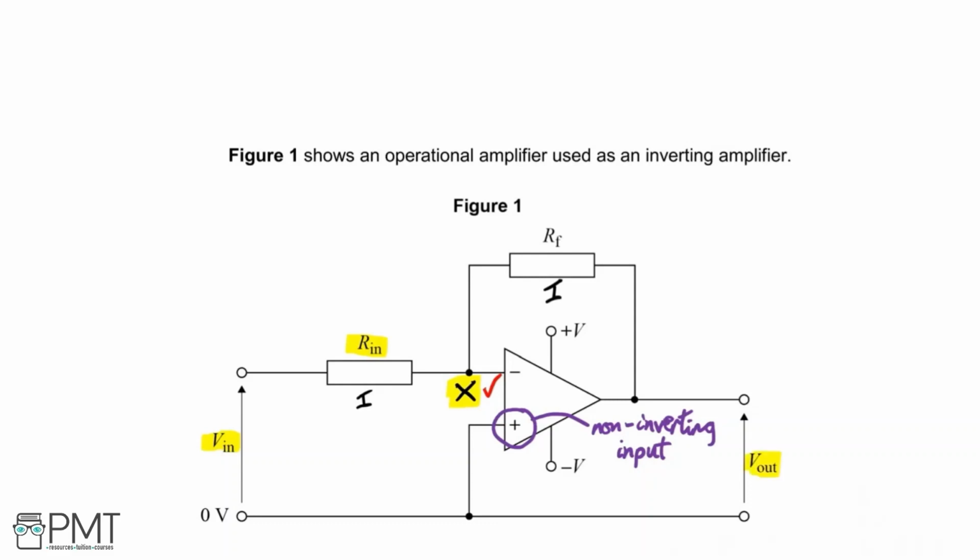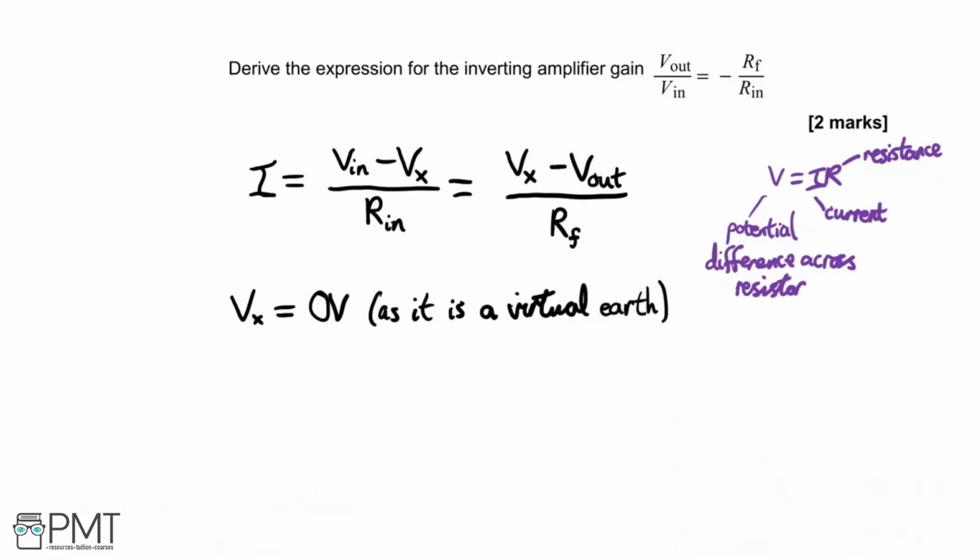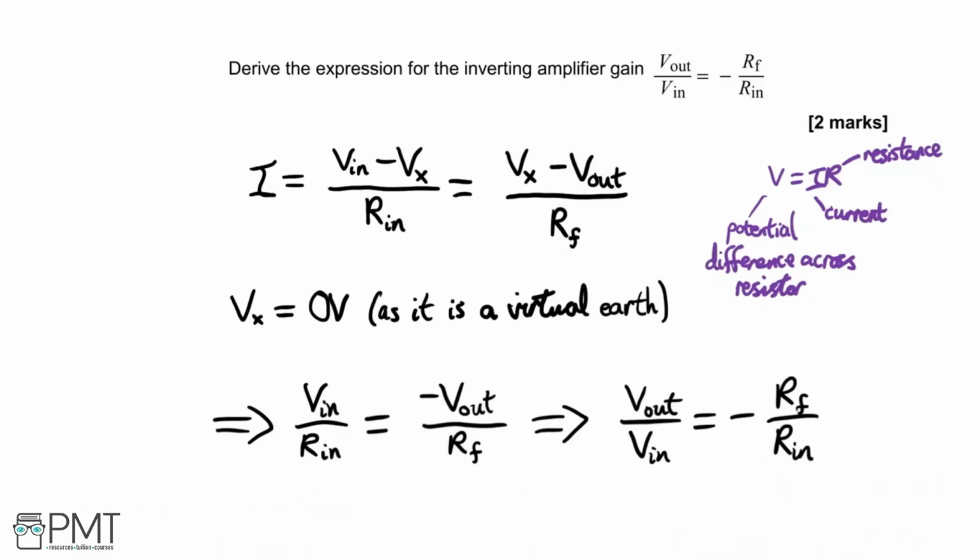We now just need to rearrange. Before we do rearrange this, we can say that Vx is equal to 0 volts because it's a virtual earth. Now this simplifies the equation quite a bit because it removes Vx completely. And now all we need to do is rearrange the equation so that we have the voltages on one side and the resistances on the other. This form of the equation is stated in the question, but it's always good to write that down at the end so the examiner knows where we're trying to get to.